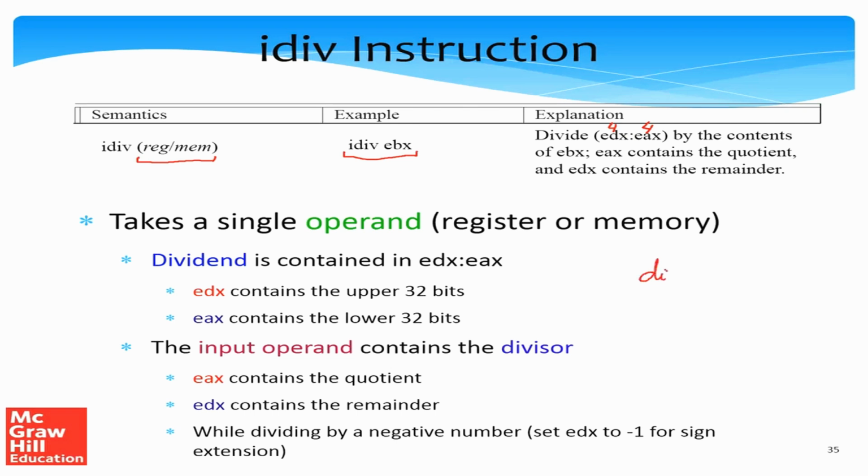So let me maybe draw it. It'll be easier to understand that way. If this is the dividend, we are assuming that the dividend itself, in the 32-bit instruction case, is 8 bytes. The upper 4 bytes are in EDX. The lower 4 bytes are in EAX. Now we are dividing it by the divisor. The divisor is this argument, which in this case is EBX. So the divisor is source 1.